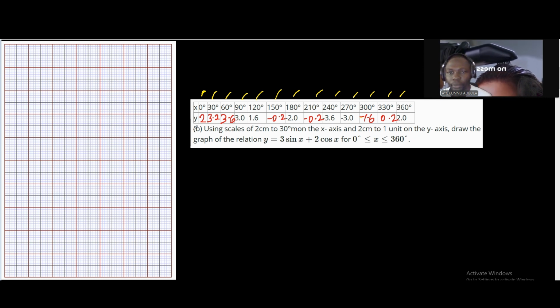Yes, sir. Then for the y-axis also, it says I should use 2 centimeters for 1 unit.